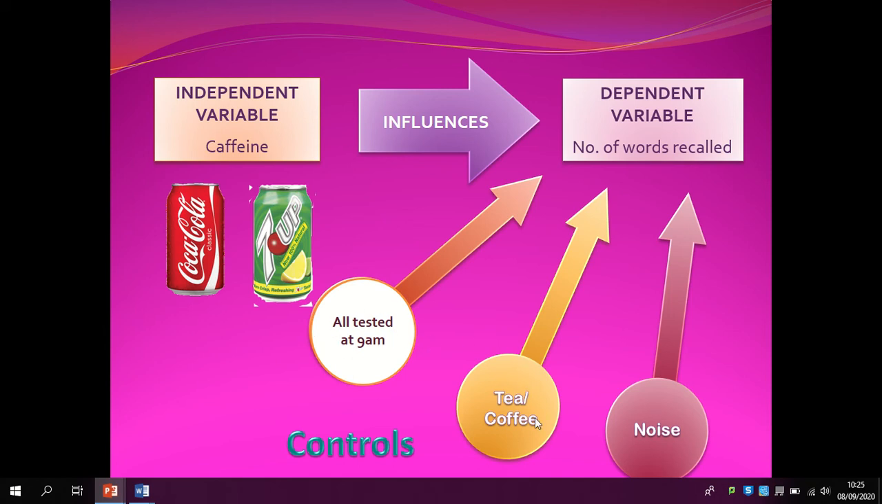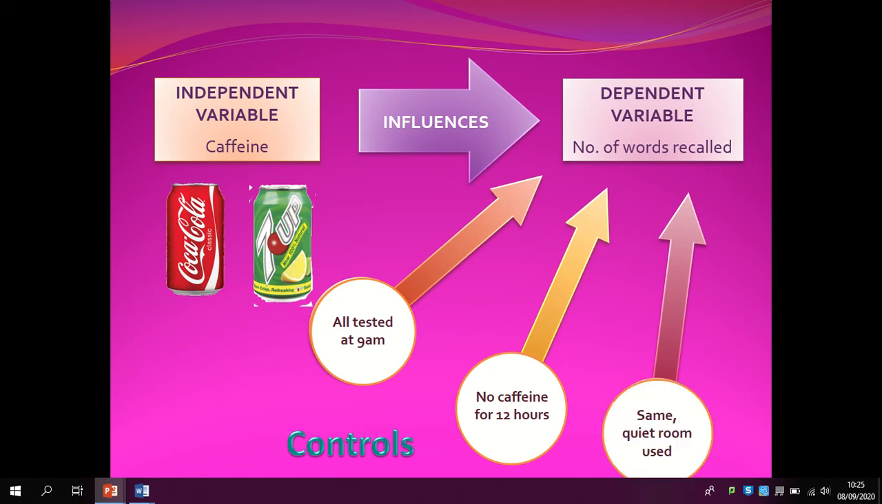Then for this extraneous variable of whether they drank tea or coffee beforehand, because we want to make sure that only some of them are not drinking caffeine and the others are, what we do is we say to them, please don't drink any caffeine for 12 hours. So that's the way we could control that extraneous variable from becoming a confounding variable. And then when it comes to noise, we could make sure that they were all tested in the same room, or a quiet room was used, just to make sure that noise wasn't an influencing factor when it came to this experiment.